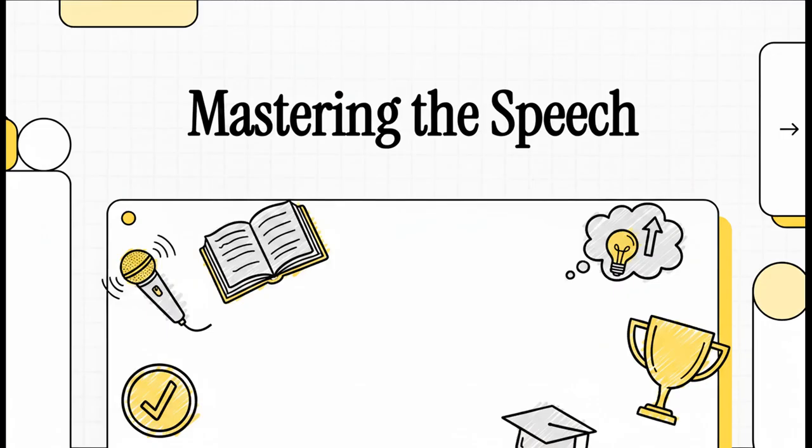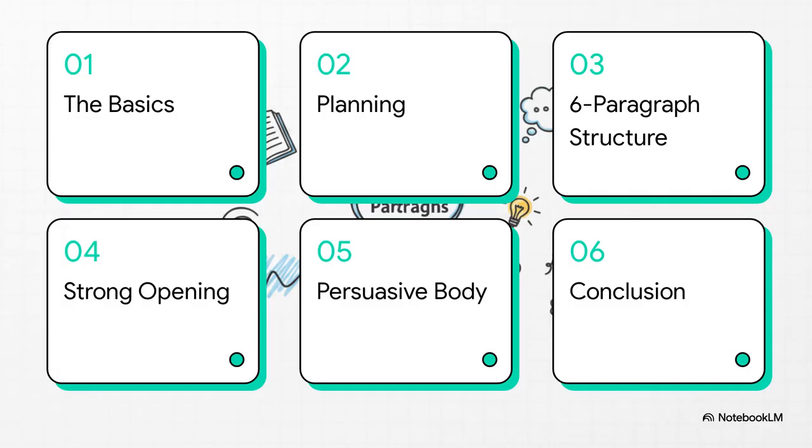We're going to break down exactly what the examiner is looking for and give you the tools to walk into that exam hall feeling totally prepared. Okay, let's dive into this. Here is our roadmap for the explainer. We'll start with the basics, move into a foolproof planning method called TAPS, break down the 6-paragraph structure, and then look closely at how to craft a strong opening, persuasive body paragraphs, and a powerful conclusion.